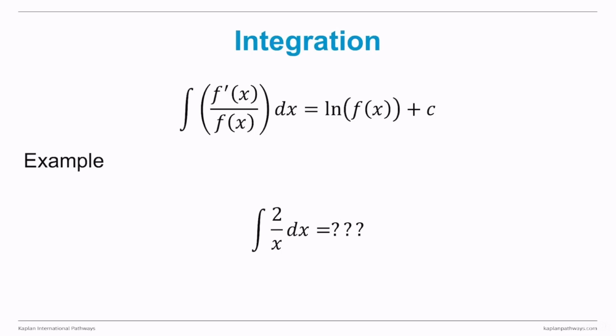Okay, let's see another example here. We have the integration of 2 over x. What's the derivative of x? 1. Do we have it at the top here? No. So that means it is 2 ln x.